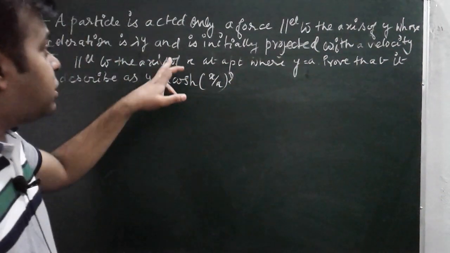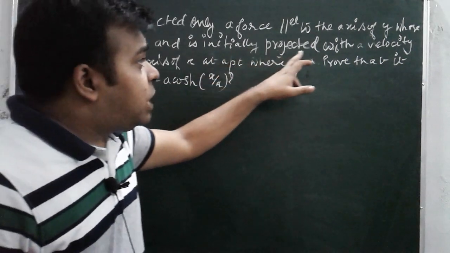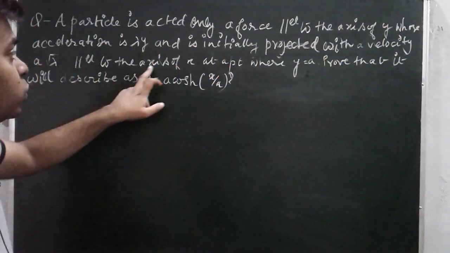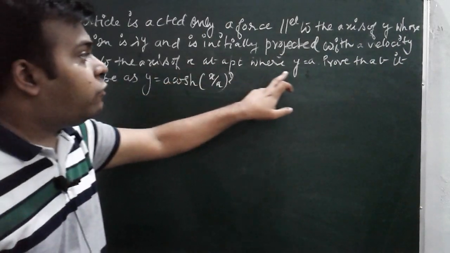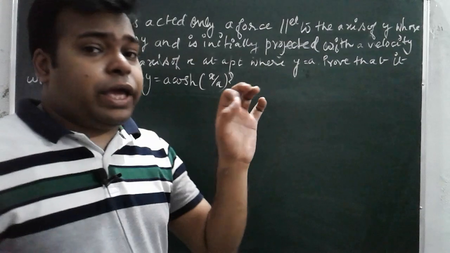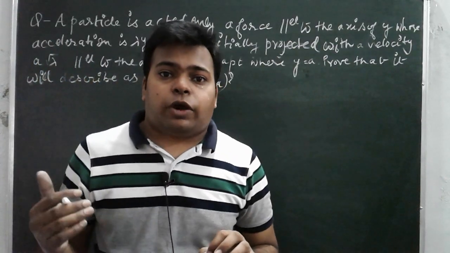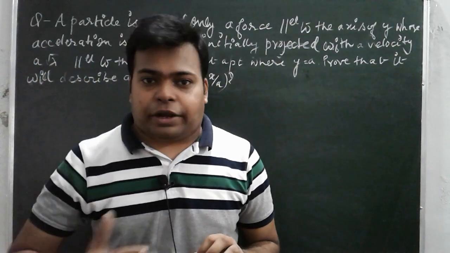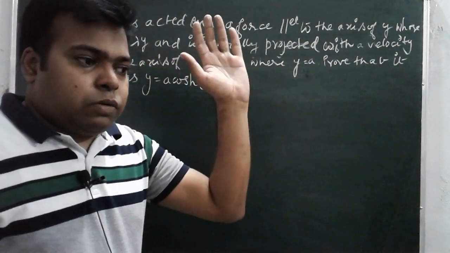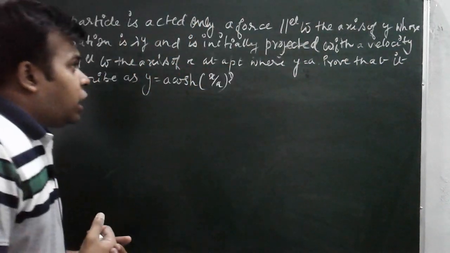Now the third condition is that the particle is initially projected with a velocity a under root lambda parallel to the axis of x at a point where y is equal to a. This y equals a is the initial point, or you can say the starting point, for both the components, vertical and horizontal.